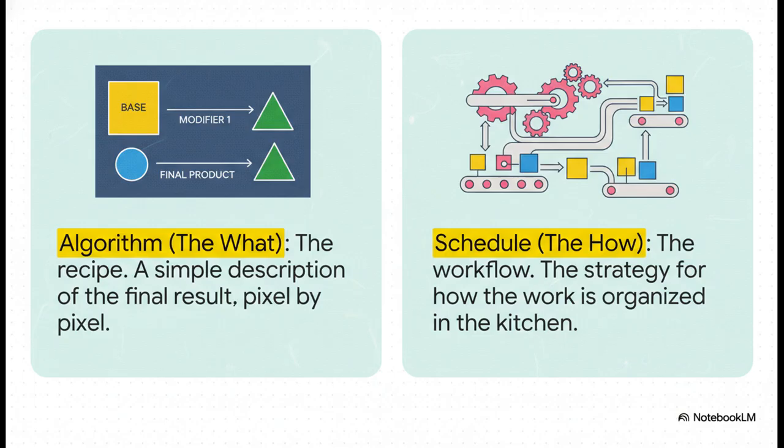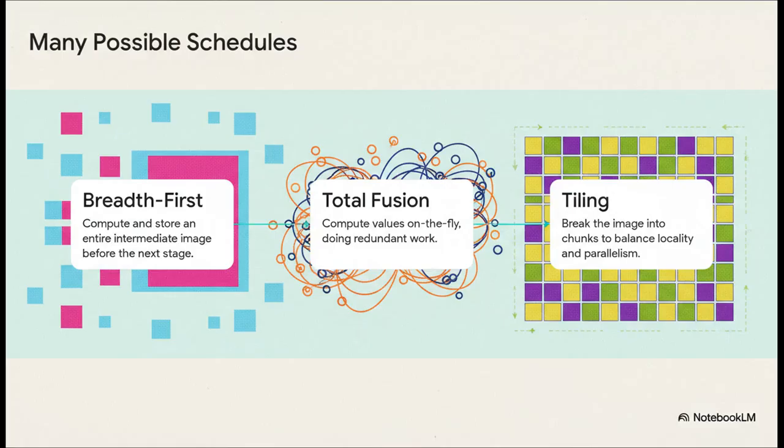Halide lets you write the recipe just once, and then, completely separately, lets you try out any workflow you can possibly imagine. This separation just opens up a whole world of possibilities. You can tell Halide, hey, use a breadth-first schedule, or no, try a total fusion schedule. Or you can get even more sophisticated and say, let's use a hybrid schedule like tiling, where we process the image in little chunks to get the best of both worlds. And the whole time, the core algorithm, the recipe itself, never ever changes. You're just swapping out the workflow.